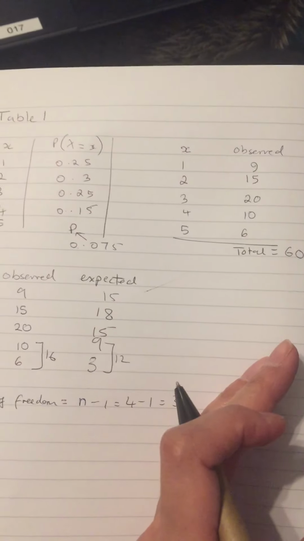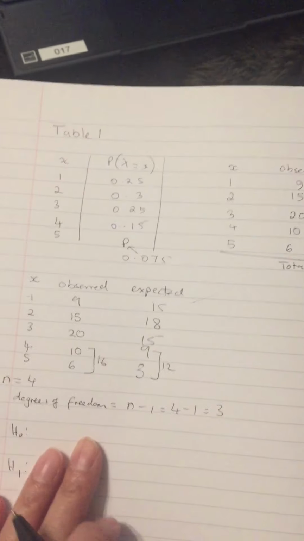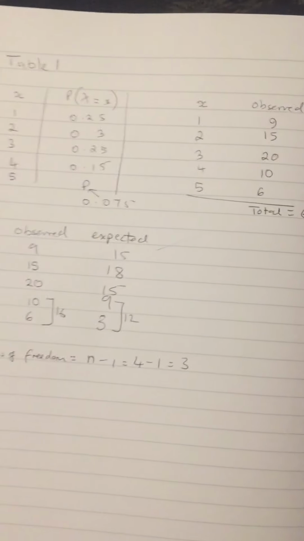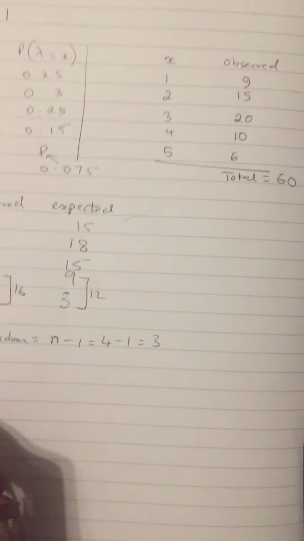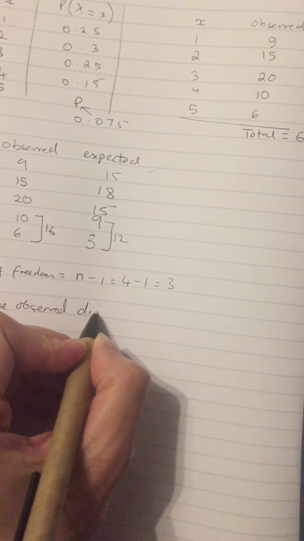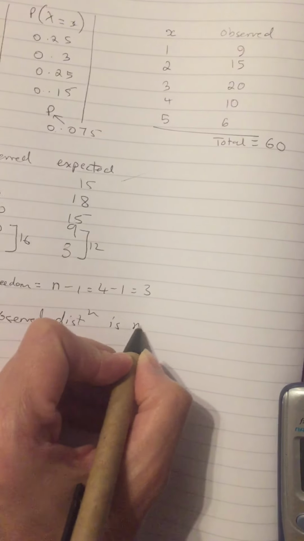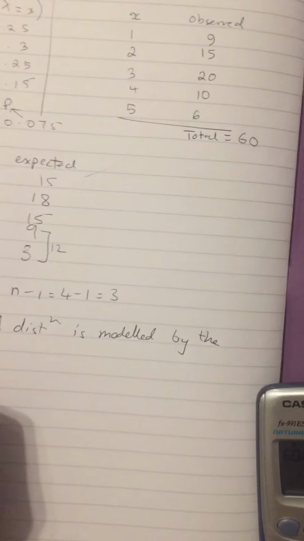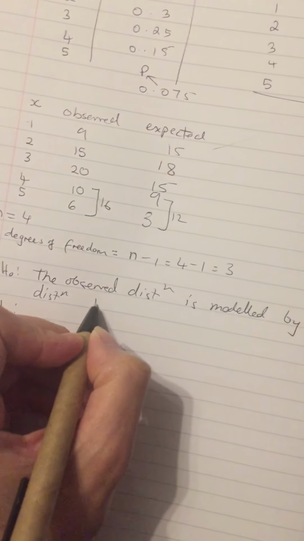Okay. And then what we're testing is whether the observed values match this distribution here. So we assume that it does match that distribution, and we say the observed distribution can be modelled by the distribution in table 1. So I'm just going to write that down. The observed distribution is modelled by the distribution in table 1.